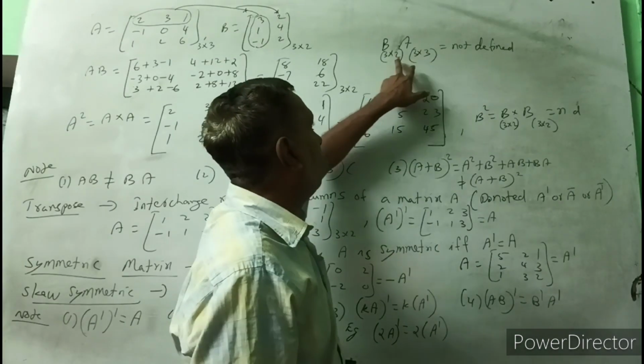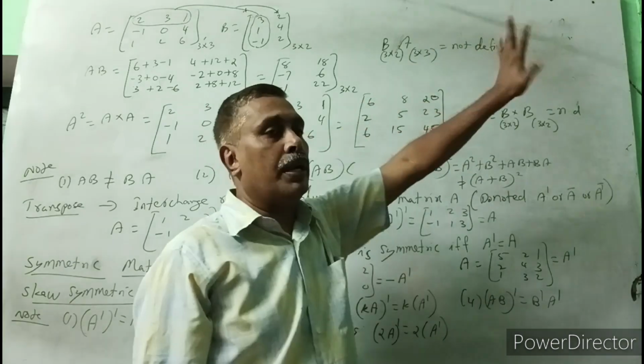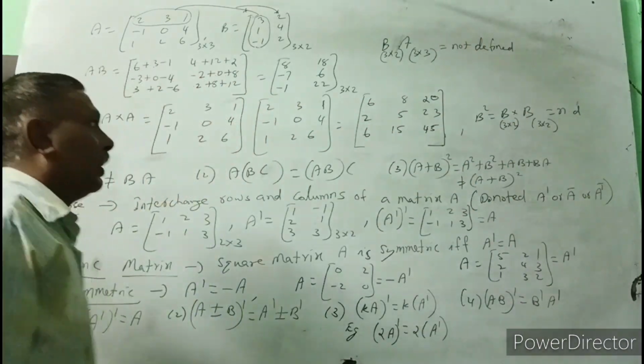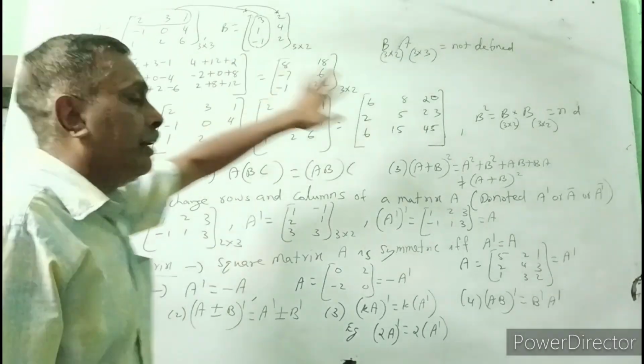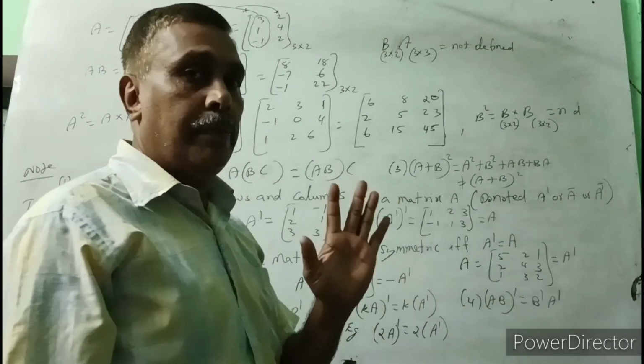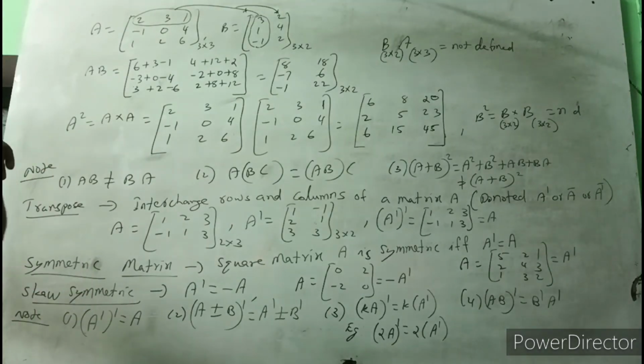So BA is not defined because the number of columns is 2 and the number of rows is 3. It cannot be multiplied, so not defined. BA is not defined. So you may see that AB is sometimes defined while at the same time BA may not be defined. Means AB is not equal to BA. Commutative property is not satisfied.